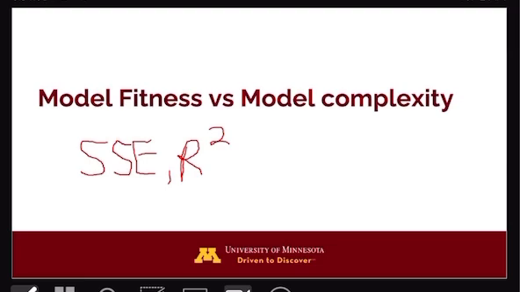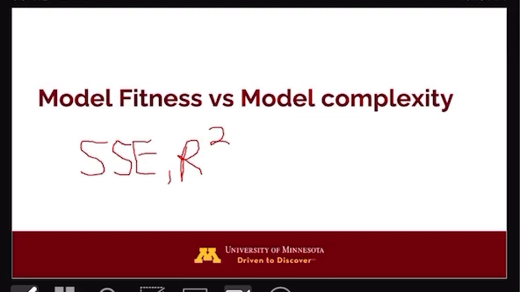And you also base it on R squared. R squared is called the coefficient of determination. The coefficient of determination measures the percentage of variation in the response the model can explain. Okay, look at that. Percentage of variation in the response the model can explain, which means you are not doing prediction, you are explaining. So the metrics of evaluation for model fitness are sum of square error and R squared.